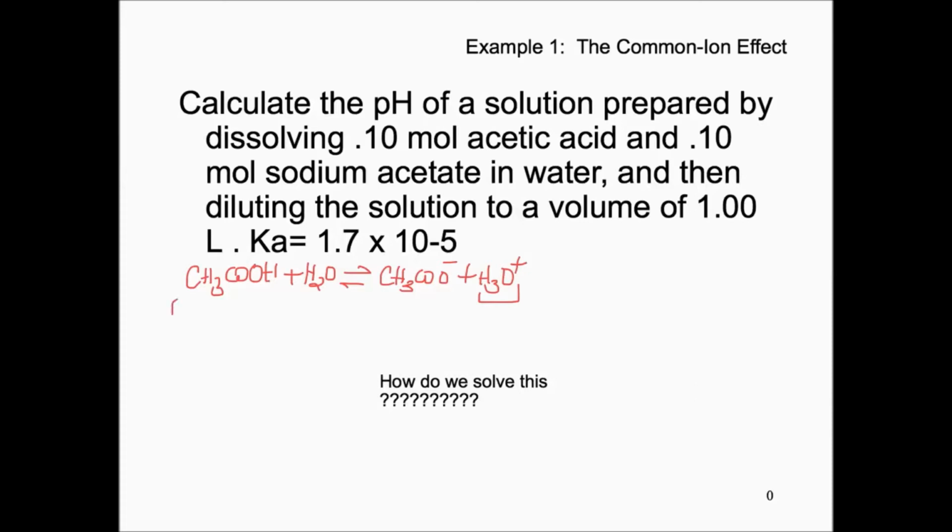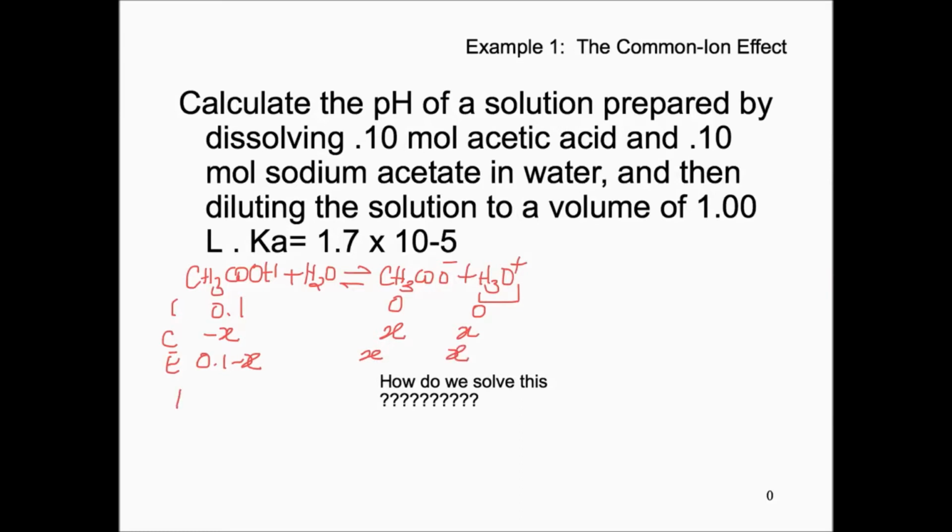So if you were to set up an ICE problem, you will say the initial concentration of acetic acid is 0.1. Of course, acetate as well as hydronium are 0. But if X moles of acetic acid go through the ionization, X of acetate and X of hydronium will get generated. And hence at equilibrium, 0.1 minus X will remain, X of acetate will remain, and X of hydronium will remain.